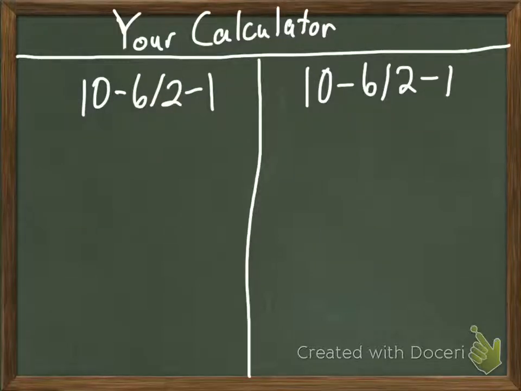Okay, let's talk about the next topic, which is your calculator. Now, your calculator sometimes can be wrong, depending on what kind of calculator you use. Not all calculators know the order of operations. So this one on the left, I want you to punch this directly in your calculator and see what you get.